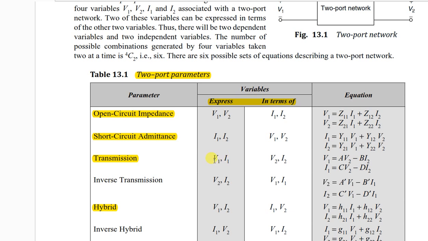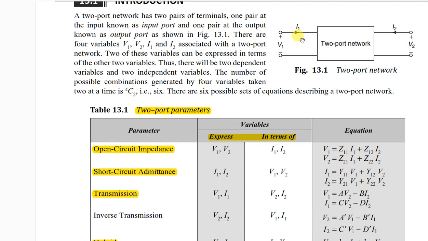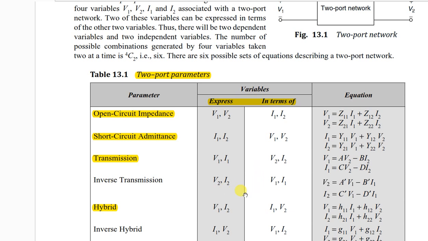In T parameters, both are input side variables, V1 and I1, and they are expressed in terms of V2, I2. Here also, which one do you write first? First you write voltage, V1, then I1. Here also V2 and minus I2. Only for T parameters, minus will come: minus I2. Parameters are A, B, C, D.